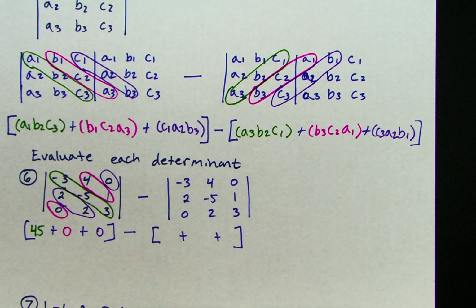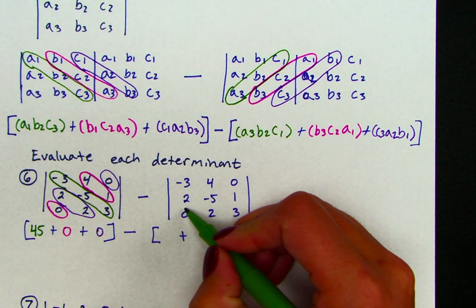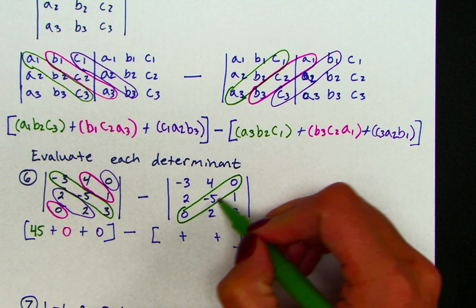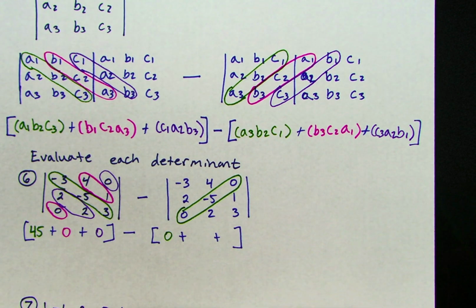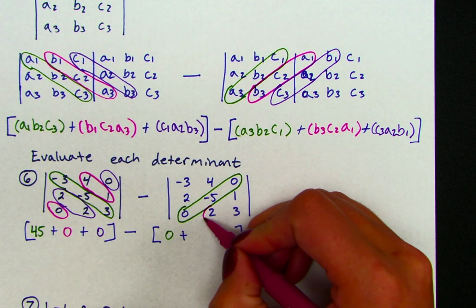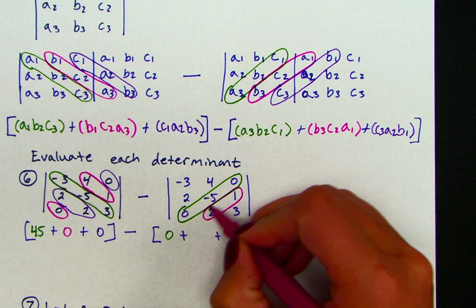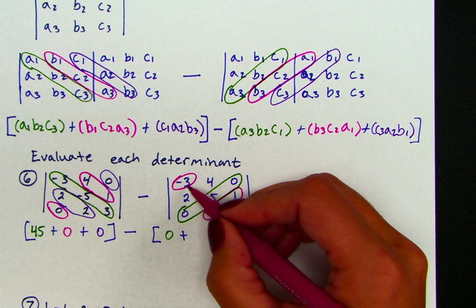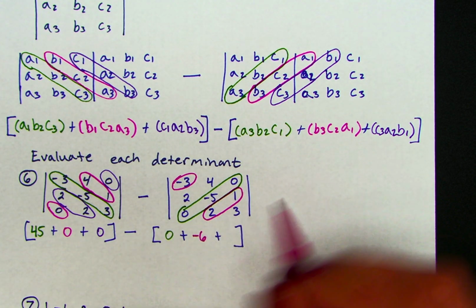And then I'm going to go through that same process for the backwards ones. So again, I'm always going to start right down the middle. So 0 times negative 5 times 0 is 0. And it doesn't matter if we go up or down first. But if I go down, then I have to take the 2 times 1, and then times the single number on this side. So 2 times 1 times negative 3 is negative 6.